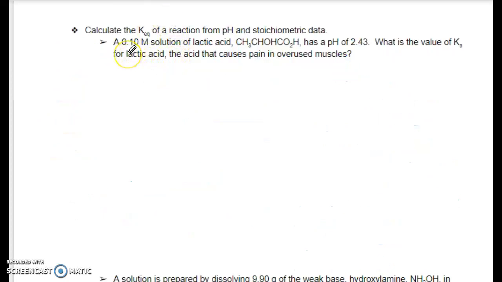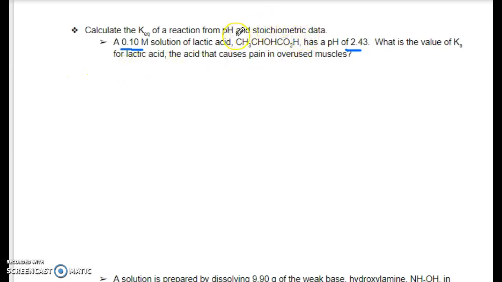This time we have to find a Ka value from knowing the solution concentration and the solution pH. So these two values are going to be important, and it's going to look a lot like things we've done before. You're going to see your ICE equation again. So I'm going to pause the recording to write out the formula.